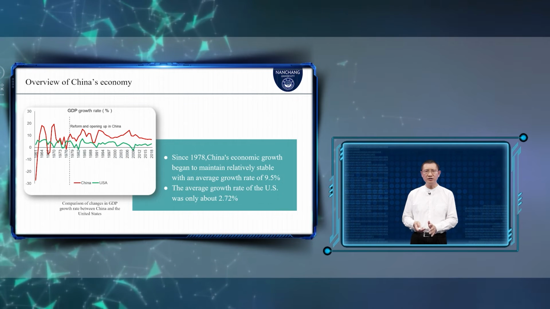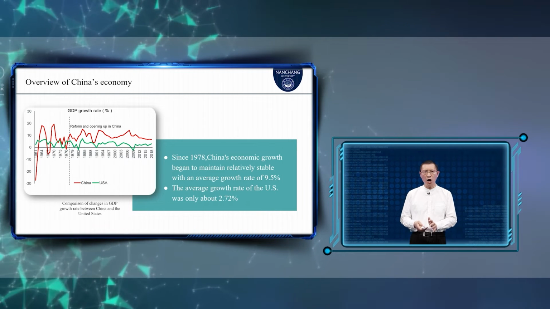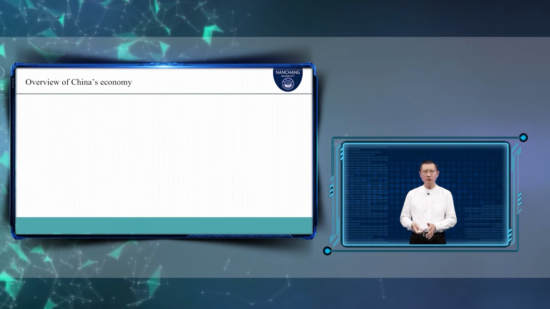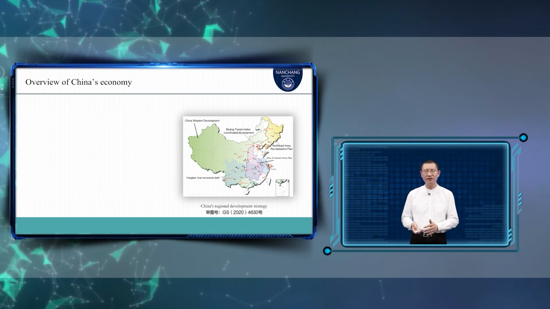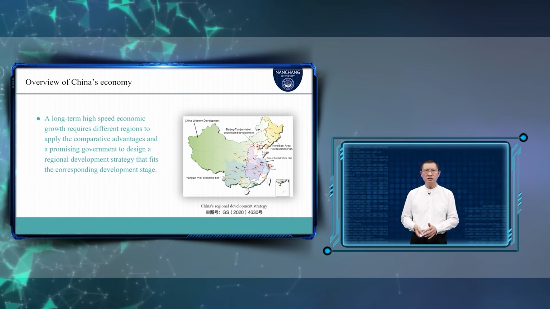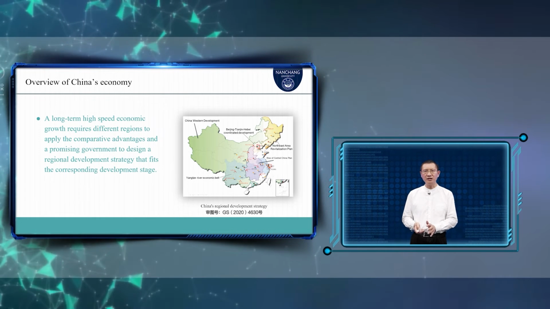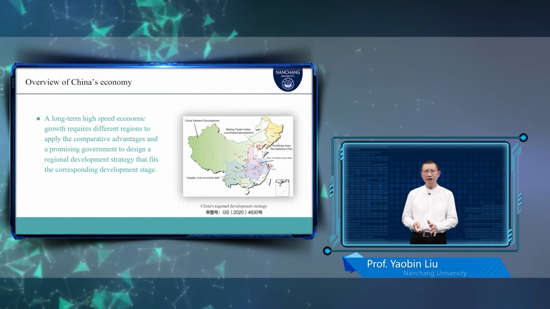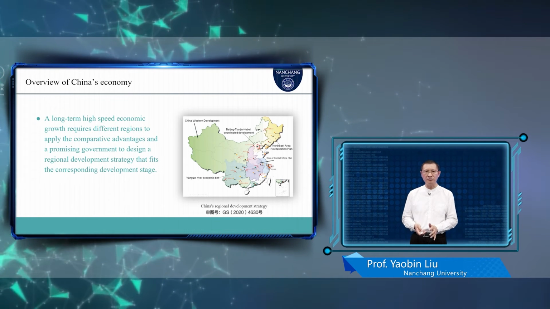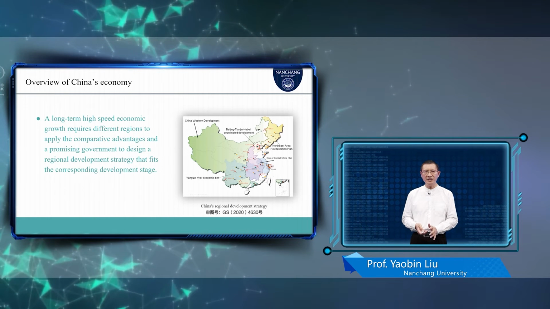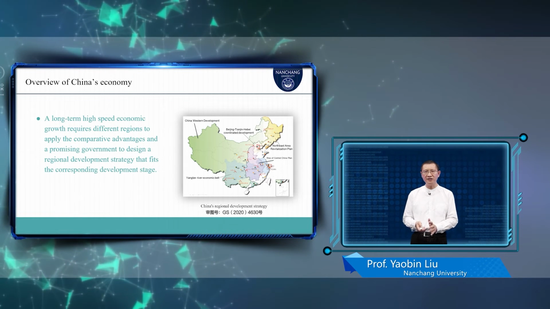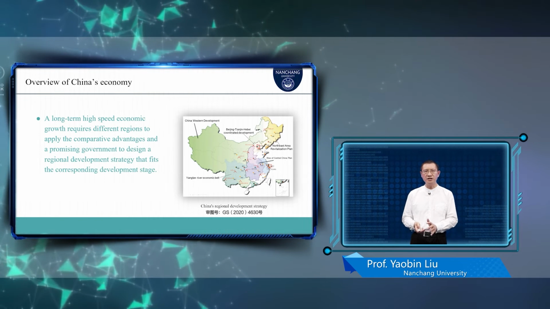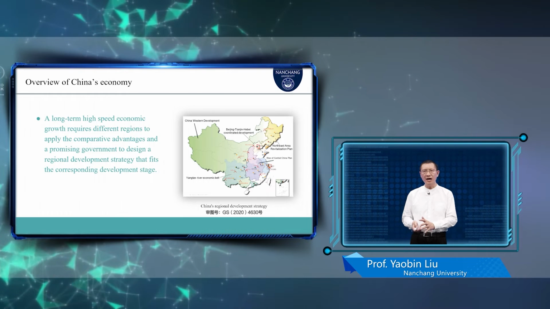In our previous lecture, we have learned that on both sides of the Hu line, there is obvious disparity of resource endowment, as well as economic and social development. So under such a different factor endowment structure, how has China achieved the miracle of economic growth? This is what we're about to explore in this lecture. A long-term high-speed economic growth requires different regions to apply their comparative advantages, such as inputs of labor force, capital, and techniques.